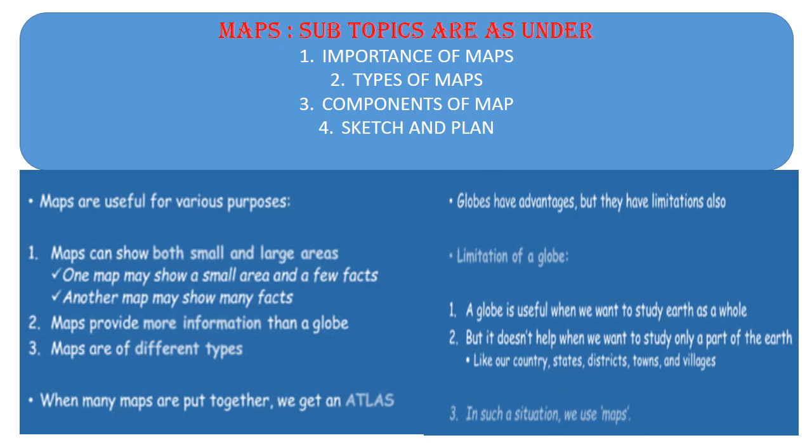But a globe is useful when we want to study the earth as a whole in its actual shape. It doesn't help us when we want to study only a part of it. Then maps are useful. If you want to study your own country, your own state, district, town or village, then we have maps which are helpful and more beneficial for studying that particular area.